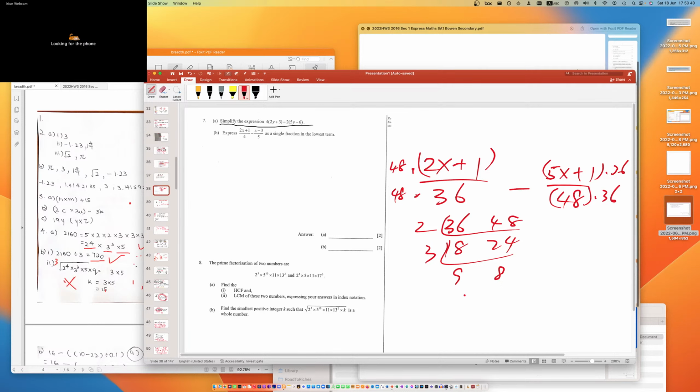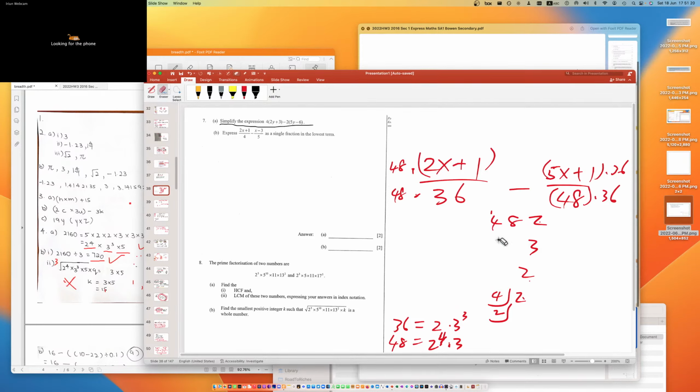This is actually not the way I prefer to do the lowest common multiple. My way of doing lowest common multiple is this. Index notation. Then I will write down the prime factorization. One, two, three, 4. Done. So once I get the prime factorization, in index notation, yes.